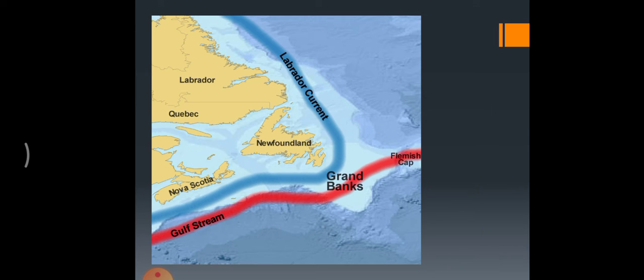Here is the map of Grand Banks. You can see the warm Gulf Stream current and cold Labrador current meet here. It is near Newfoundland in North America.